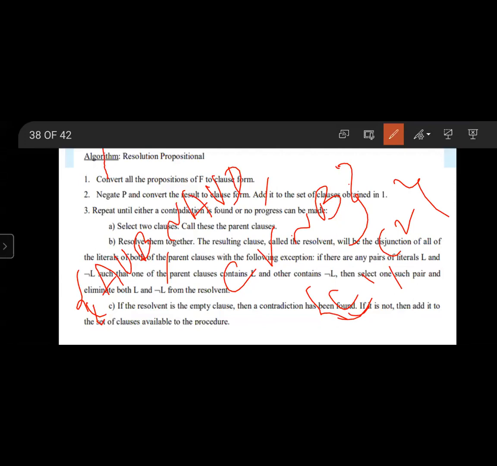A clause C is said to be a logical consequence of S if C is derived from S.